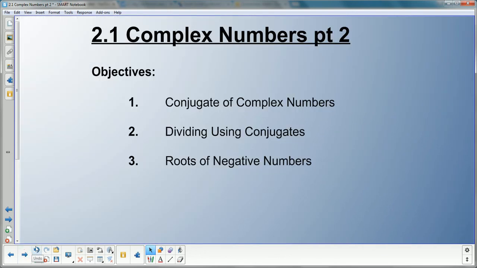So that is it for the last part of 2.1, complex numbers, part 2. Big thing here is to remember your conjugates. So when you're dividing using conjugates, multiplying conjugates is always going to get you a squared plus b squared. And then roots of negative numbers using that property of square roots.